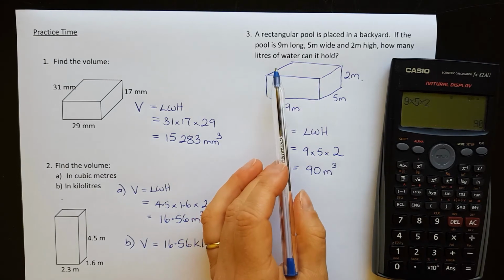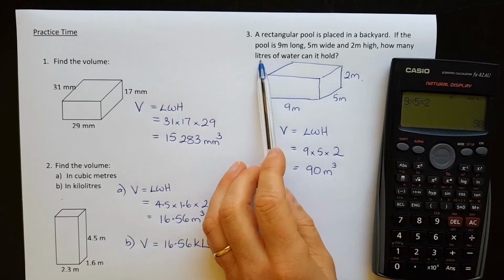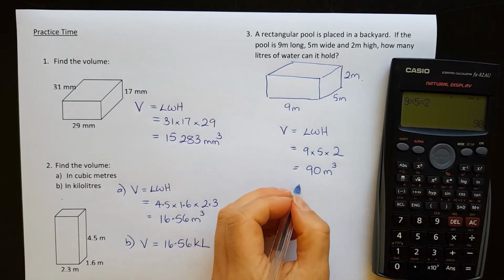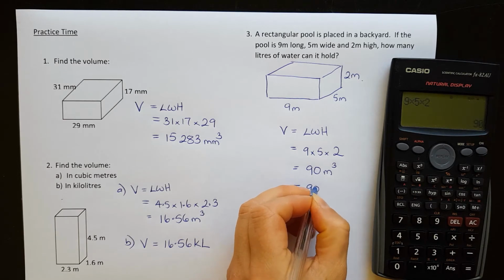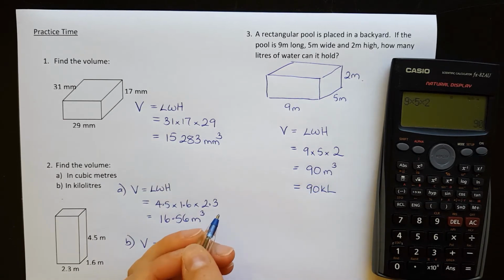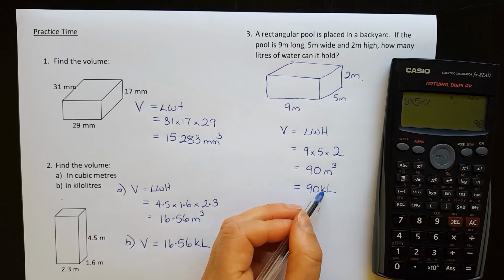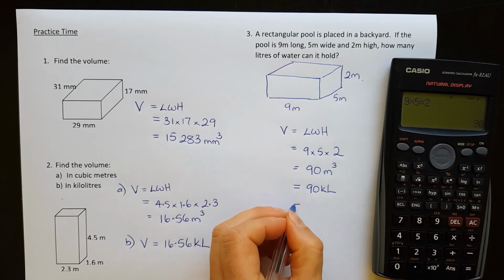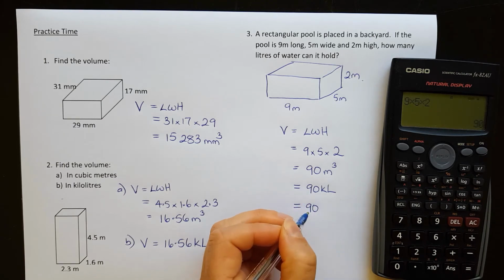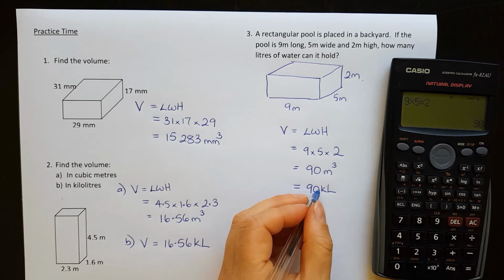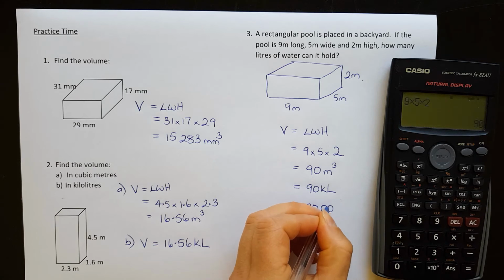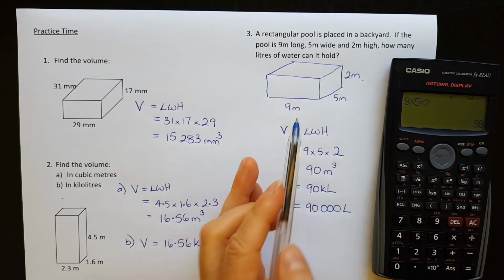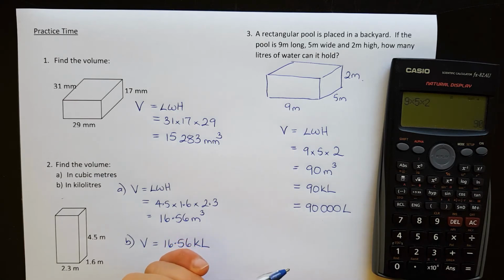Now, to get the answer we want here, we have to get this into liters. First of all, meters cubed are exactly the same as kiloliters. So we can make that change. Then we can change kiloliters to liters by timesing by 1,000. So timesing by 1,000, we want to add 3 zeros to this number here. 1, 2, 3, and it becomes liters. So there is 90,000 liters that can fit inside that pool.